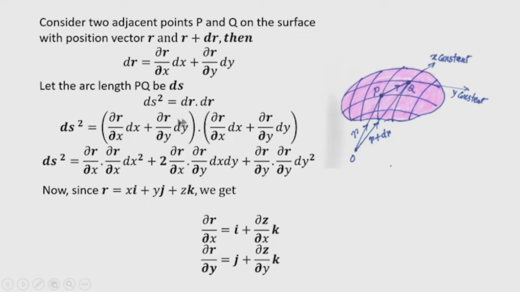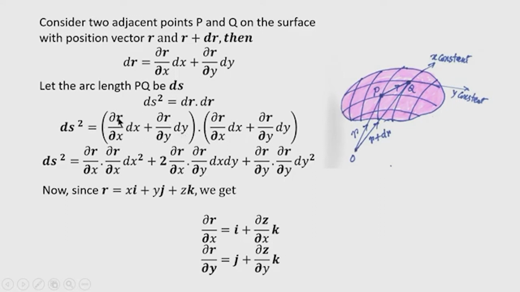Now, we can represent that ds square is dr dot dr, that is the dot product of the vector PQ with PQ. When we make a dot product of two vectors, it becomes a scalar quantity. So, dr dot dr is a scalar quantity which is nothing but ds square. Now, let us substitute dr as del r by del x into dx plus del r by del y into dy.